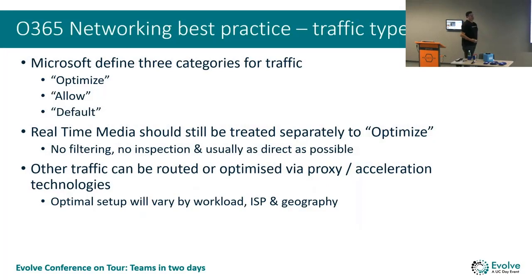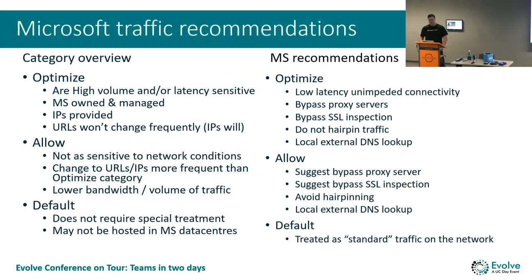As we said, there are 3 types of traffic categories. You've got optimize, allow, and default. The way Microsoft categorize that is, optimize is high volume or latency sensitive information. It's stuff that's Microsoft owned and managed. They do provide the IPs, but generally if you can configure your firewall to use the URLs instead, the URLs will change less frequently than the IPs will.